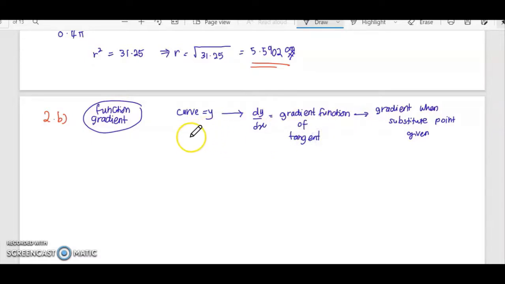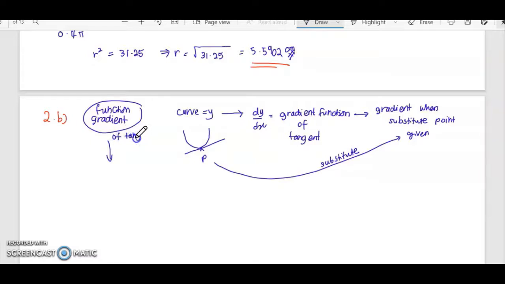Okay, sebab curve, ini curve, so bila kita differentiate, dia akan jadi a tangent. This is a tangent, and then kita ada point kat sini. So point yang ada kat situ yang kita akan masukkan ke dalam gradient function. Okay, substitute. So now kita dah ada gradient function of tangent yang ada tadi. Okay, so kita ada (x square minus 4) over x square. So ini gradient function of tangent.